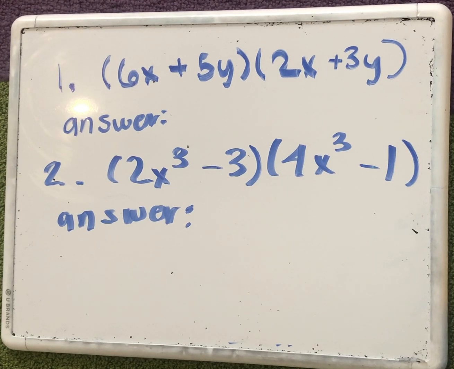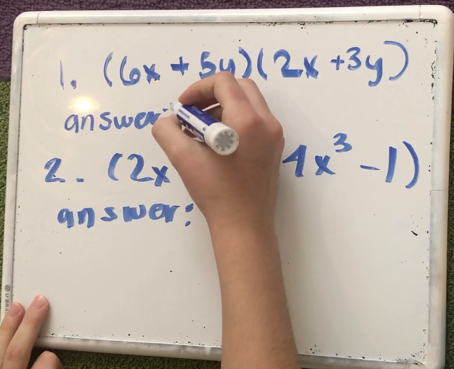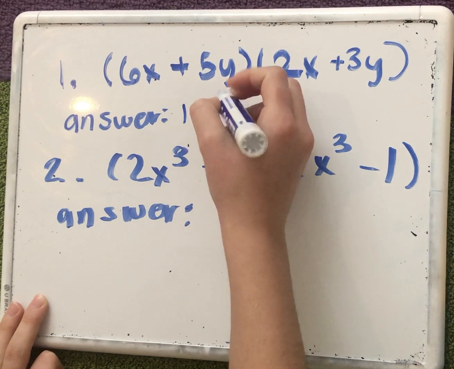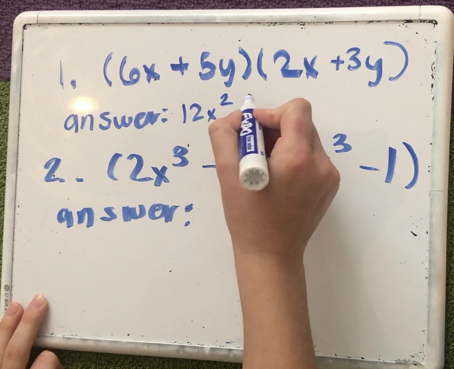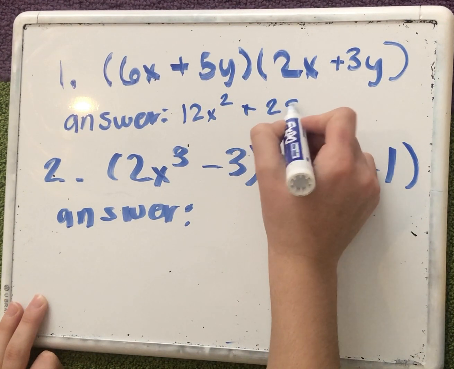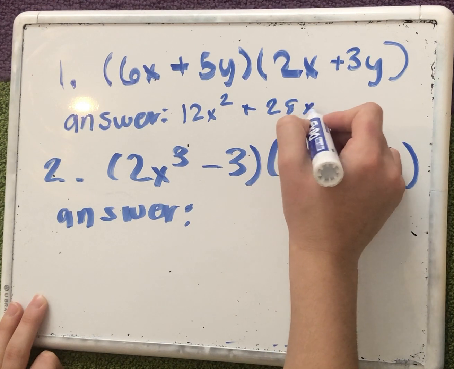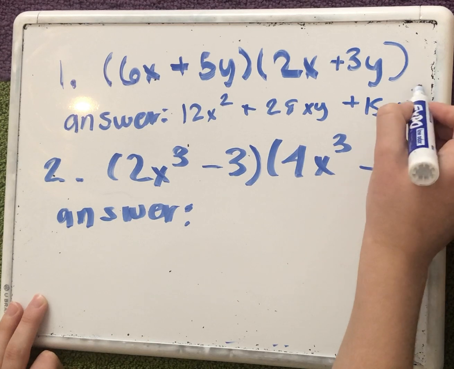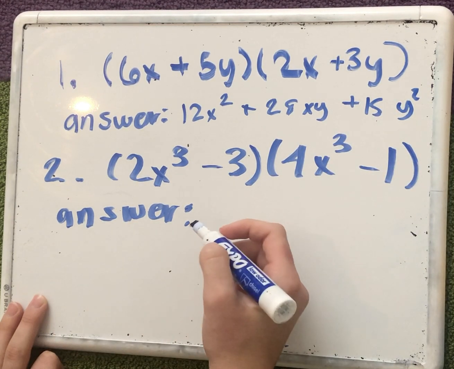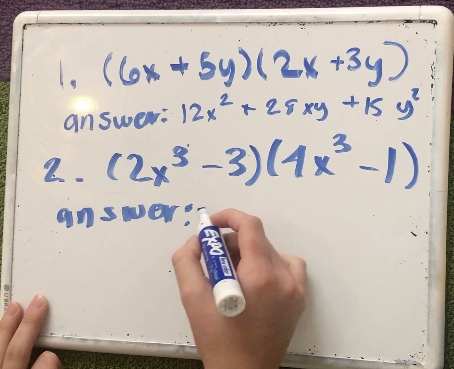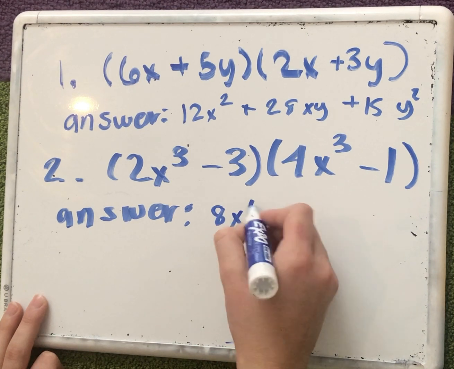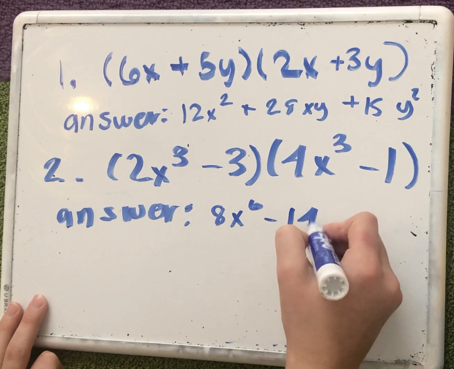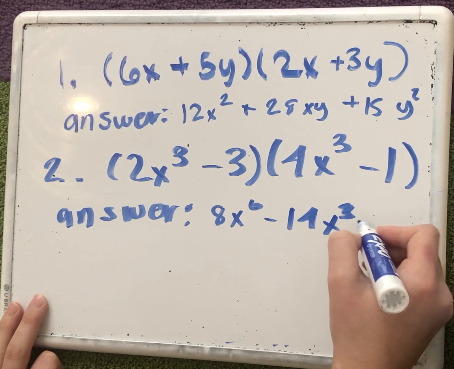Okay, so the answer for the first problem is 12x squared plus 28xy plus 15y squared. And the answer for the second problem is 8x to the sixth power minus 14x to the third power plus 3.